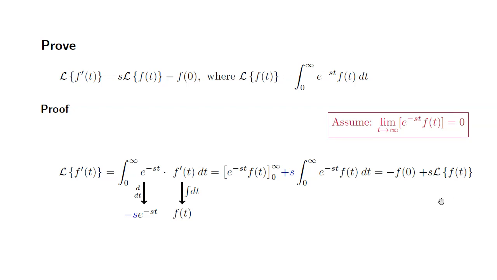Right? Then we can just switch these terms. We get exactly what we want. Therefore, the Laplace transform of f prime of t is equal to s times the Laplace transform of f of t minus f of 0. Right? That's it. I hope that this was clear.